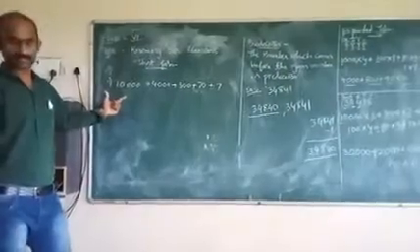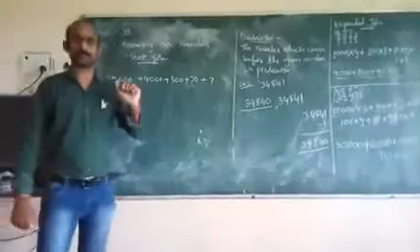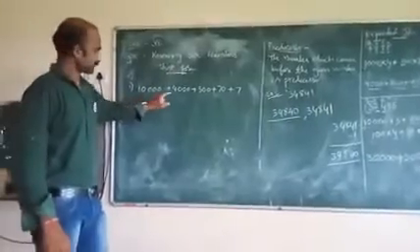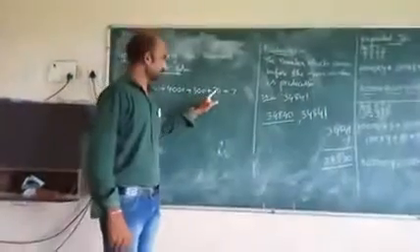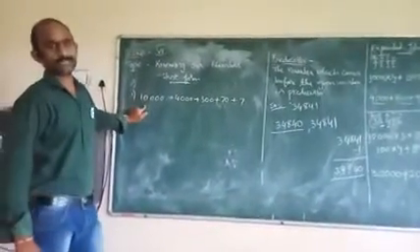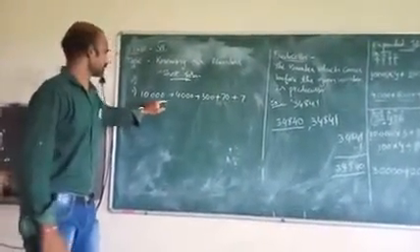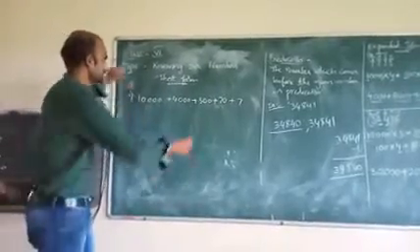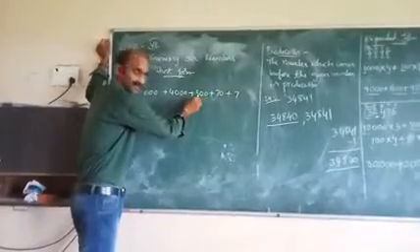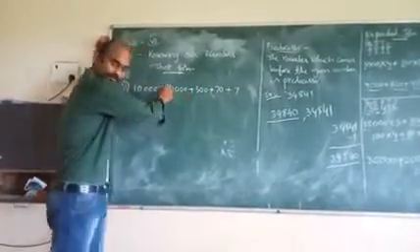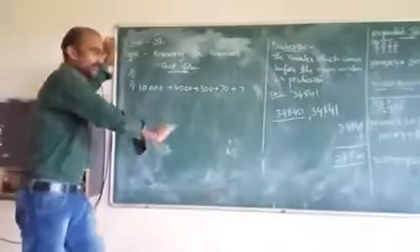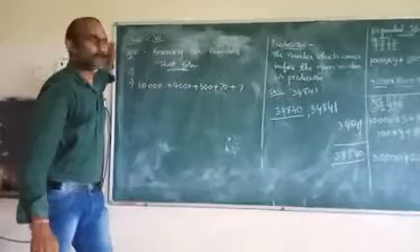So see the question again. What is the highest place value here? The highest place value is 10,000. Here 4,000. Here 300. Here 70. And how many digits are there? See, here only one single digit. Here 2 digits. Here 3 digits. Here 4 digits. Here 5 digits. It is a 5 digit number. So we have to write up to 5 place values.